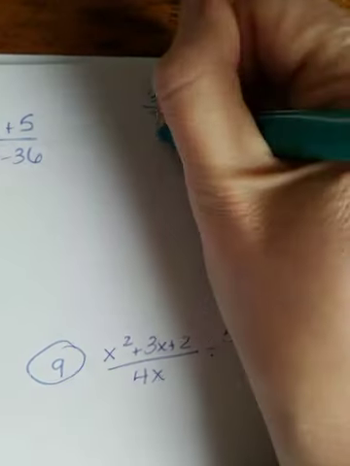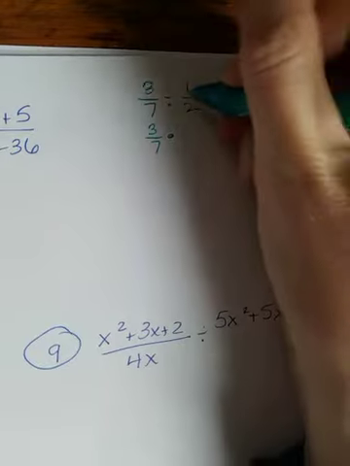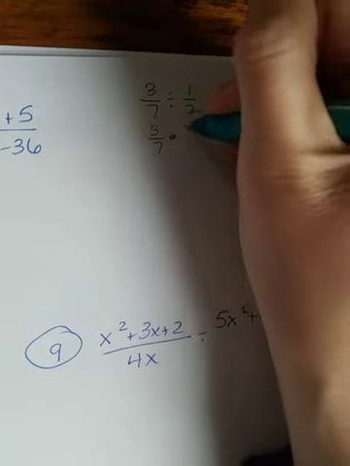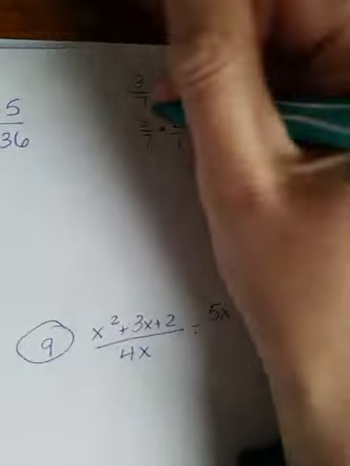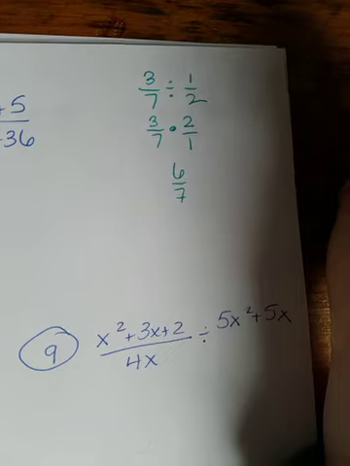Well, if you remember, you keep the first fraction as is, and then you multiply by the reciprocal of the second one. So you would do 3/7 times, you flip the second one, 2/1. And then you multiply across. 3 times 2 is 6, 7 times 1 is 7, and you tell me the answer is 6/7.